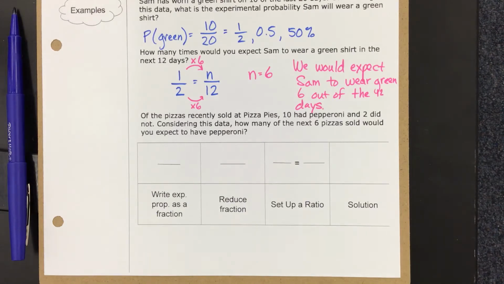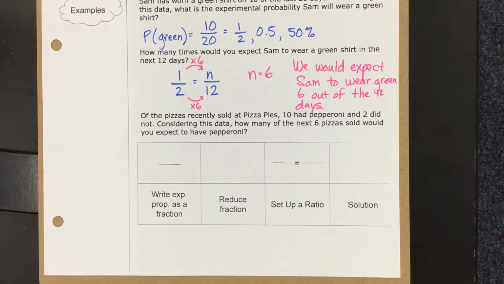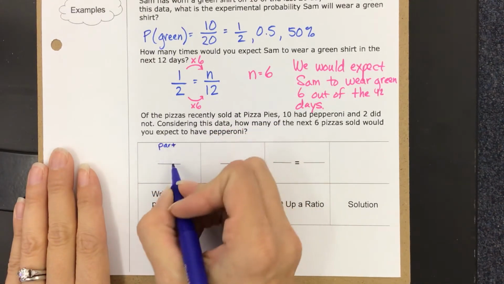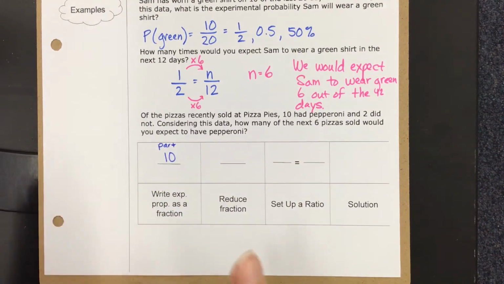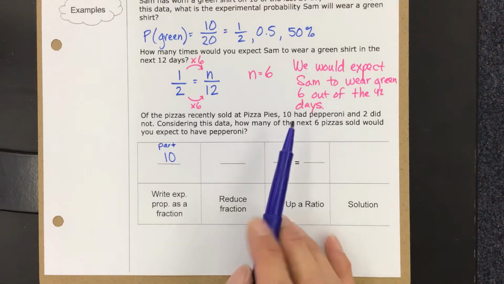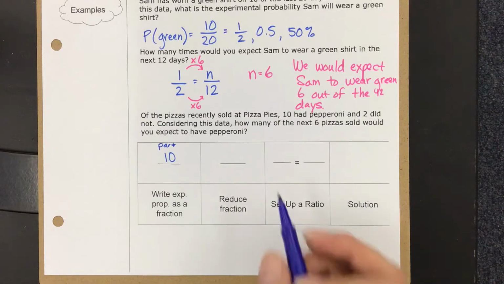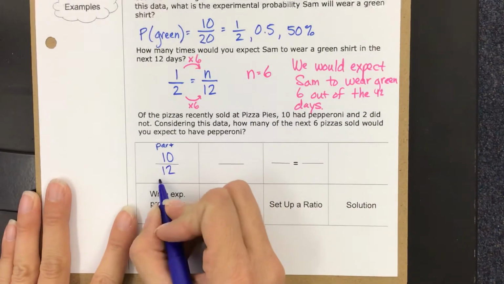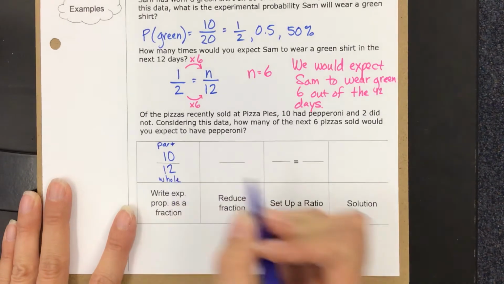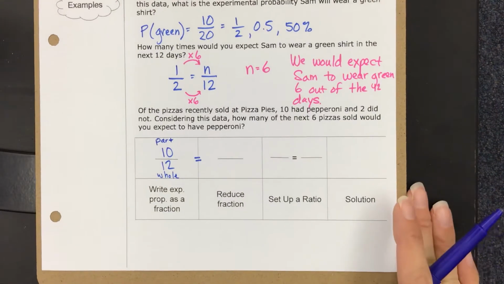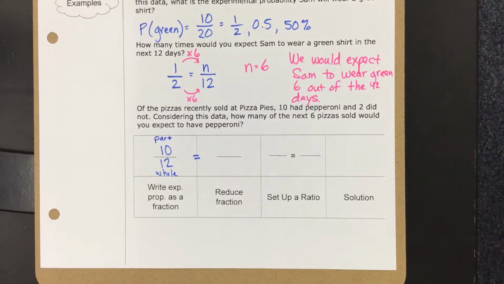Okay, so how many pizzas had pepperoni? 10. Okay, so that's our part on the top, 10. How many pizzas were there all together? Lena? 12. So don't get lost here because it's not 10. You have to read the question carefully because that's pepperoni and then 2 did not. So altogether that is 12. And that was our whole. Okay. Now what we want to do is reduce that fraction. So go ahead and reduce 10/12 into its simplest form.